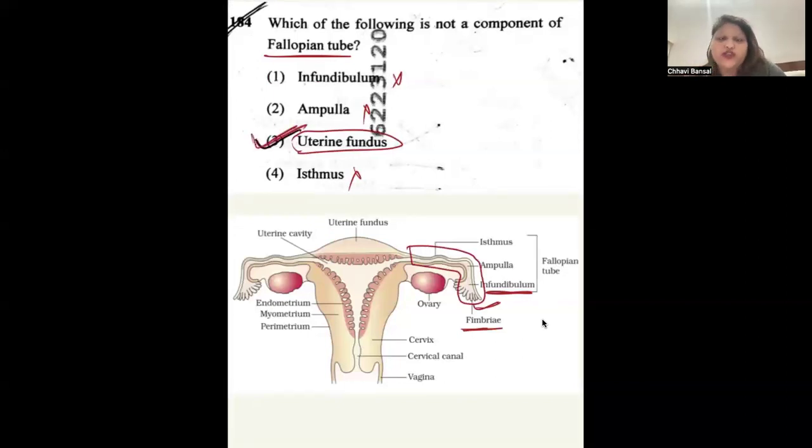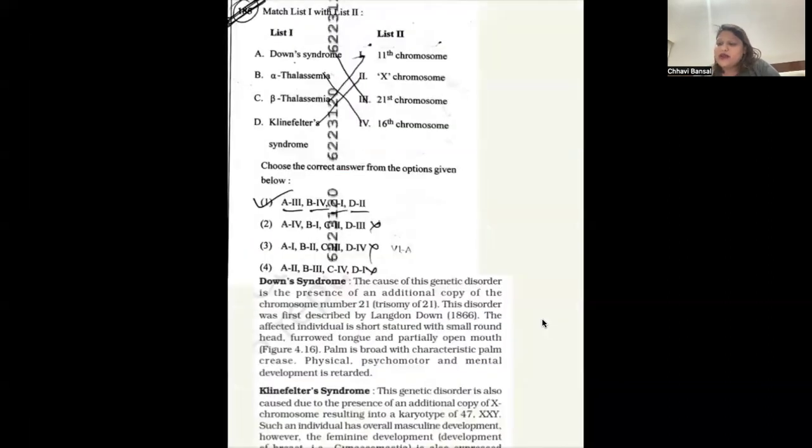A very easy question. Even if you just know this diagram, or if you know the difference between the uterus and the fallopian tube, you can easily answer this type of question. So infundibulum, ampulla, and isthmus are parts of the fallopian tube, and uterine fundus is not. That's why option 3 is the correct answer. Clear? Next question.